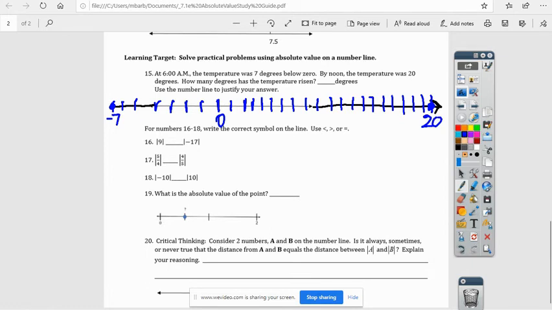All right. So I'm going to count along, and we're going to see how much it has risen. So we're starting at -7, and we're going to go to the right. So 1, 2, 3, 4, 5, 6, 7, 8, 9, 10, 11, 12, 13, 14, 15, 16, 17, 18, 19, 20, 21, 22, 23, 24, 25, 26, 27. So we have 27. So it goes up 27 degrees.